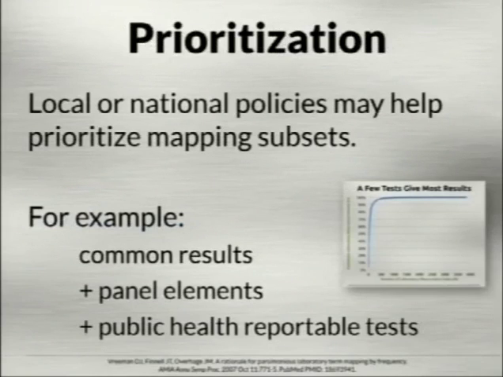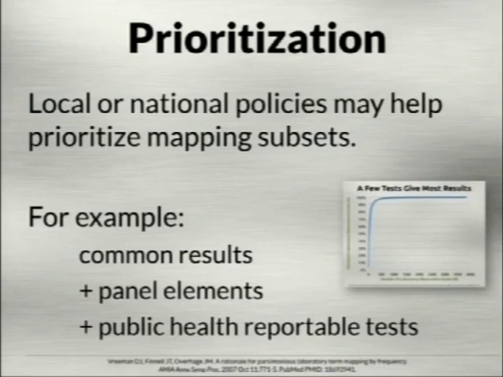The other thing to keep in mind is you might be thinking, I can't do it all. We don't have the resources to do it all right now. So how might I approach this problem? One line of thinking is how would I prioritize it? Local or national policies might help target subsets that are your first bet, depending on what you want to do. But maybe you do want to do it all, which we think would be the best option.